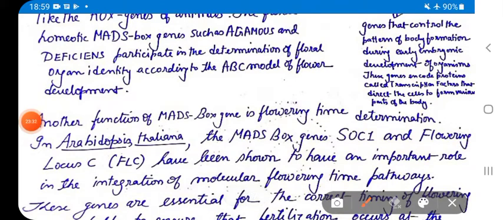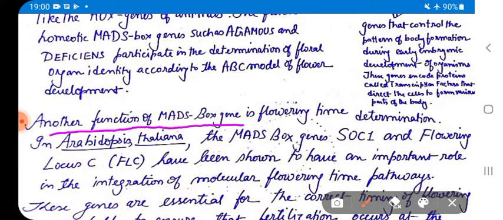So, all the floral organ identity genes have the MADS-box sequence, which will ultimately, when they form protein, have that MADS-box DNA binding domain, and all of them encode transcription factors which will direct the cells to form various floral parts of the plant.